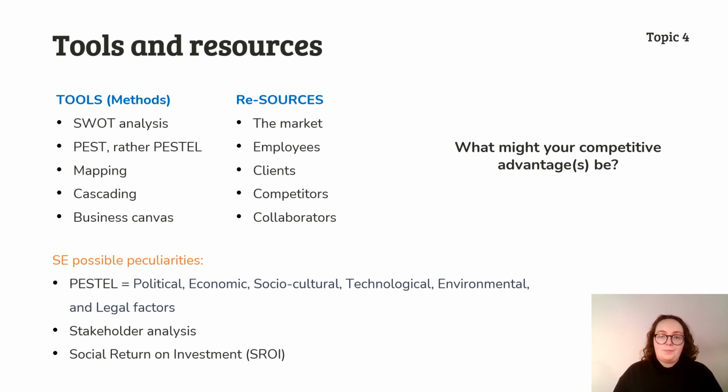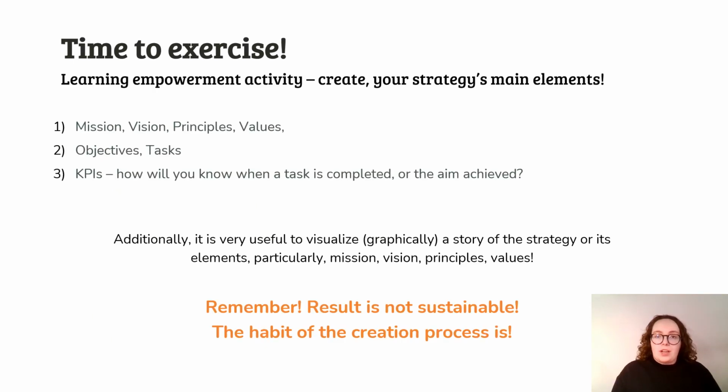For this exercise, I invite you to make your own strategy with its main elements: the mission, vision, principles, values, objectives, and tasks. Show how you tactically plan to implement your strategy and identify KPIs. How will you know that the tasks are completed and that the aims or impacts have been achieved? As I emphasized in the previous slide, it is very useful to visualize it graphically as the story of your strategy.